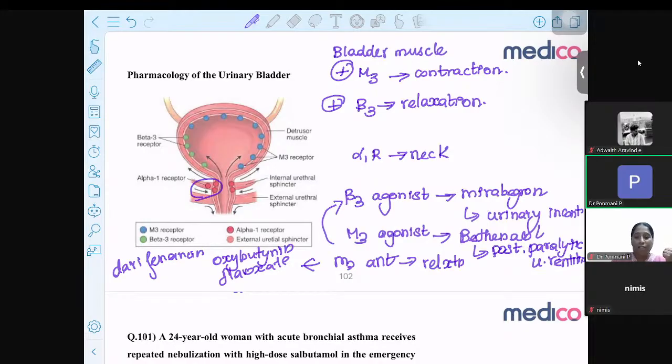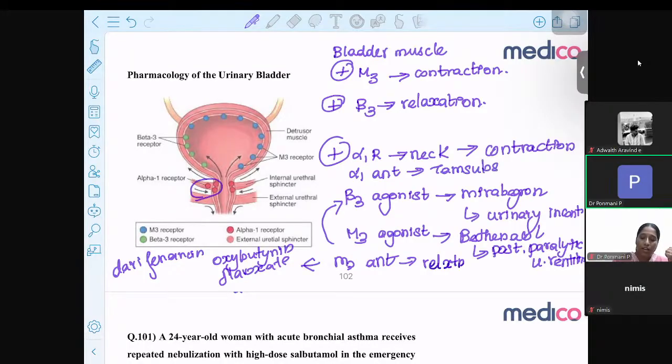Now you have the alpha-1 receptor. As I said, stimulation of the alpha-1 receptor is going to cause contraction of the neck of the bladder. Hence, you have an alpha-1 antagonist, tamsulosin, which is given for benign prostatic hyperplasia. The urinary retention caused by BPH can be relieved only when you give an alpha-1 antagonist, which is tamsulosin. Clear? So this is about the pharmacology of the urinary bladder.